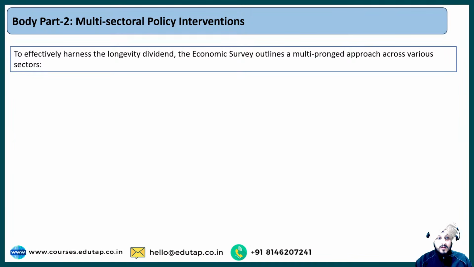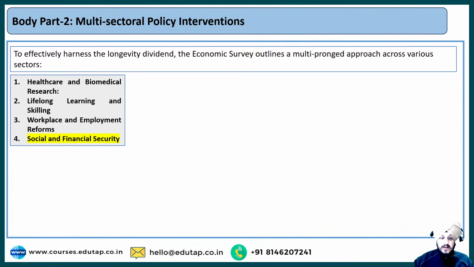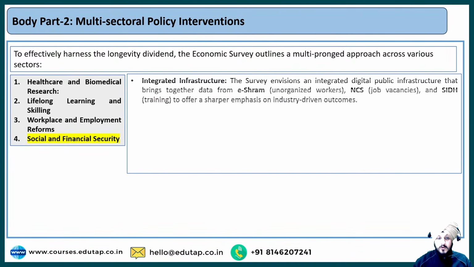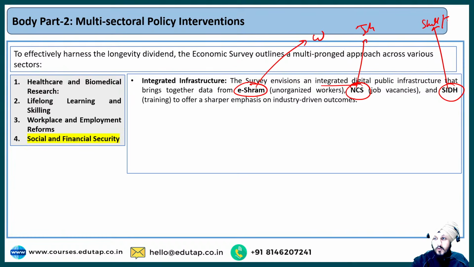Now the next one is social and financial security. So when we talk about social and financial security, first of all, this economic survey envisions an integrated digital public infrastructure that brings together data from the eShram portal, from the NCS, and from the SIDH, right? Now, the eShram portal is going to give the data regarding the workers. From the NCS, we will be getting the data regarding the jobs. And from the SIDH, we are going to get the data regarding the skills, or regarding the training.